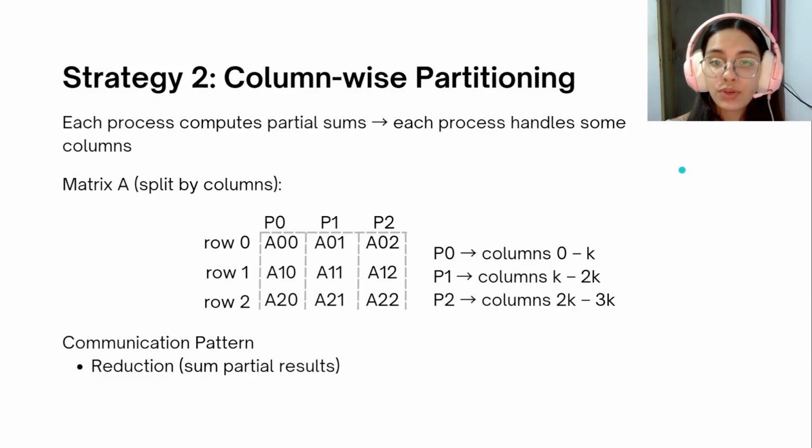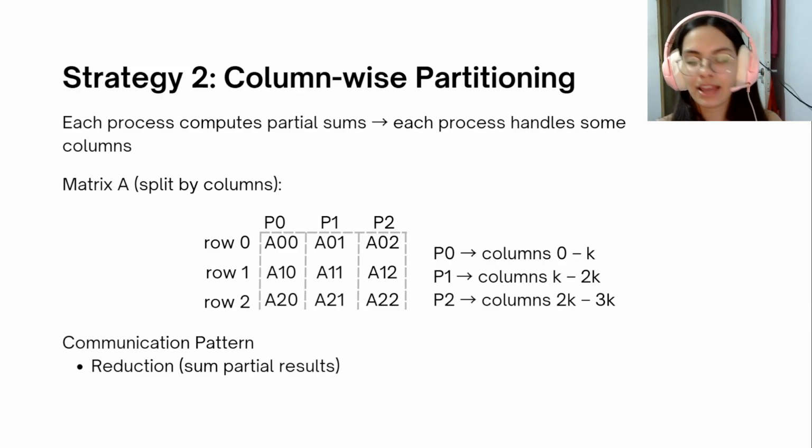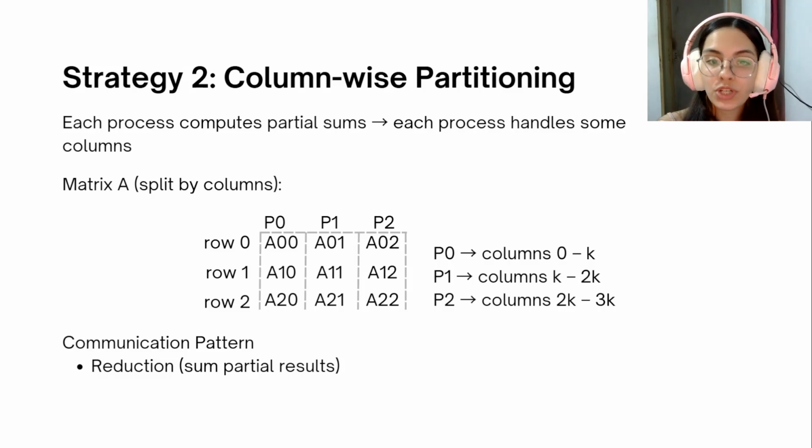This is done using a reduction operation. So in this strategy, communication happens at the end when we sum all partial results. Compared to row-wise, we avoid broadcasting the entire vector, but we introduce a reduction step.